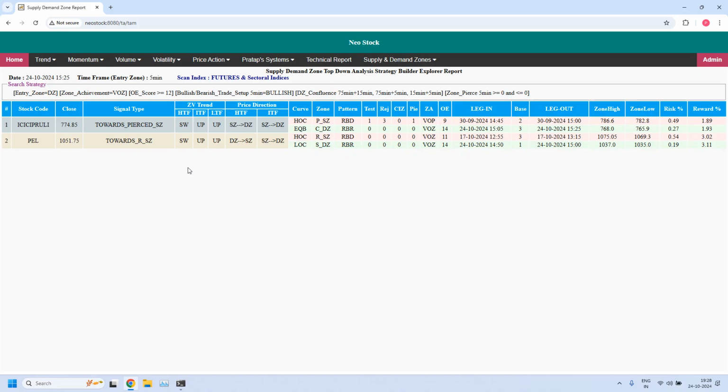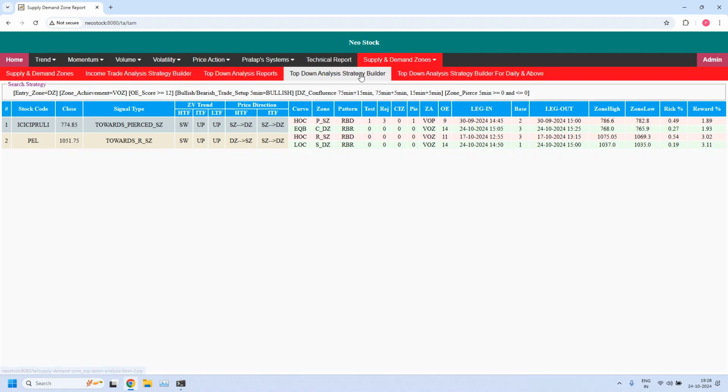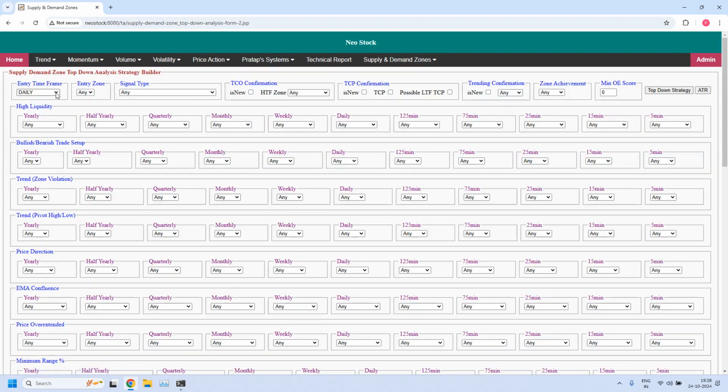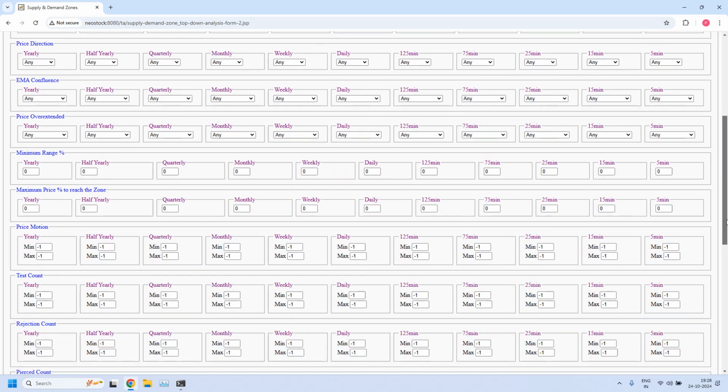Okay. So this is about bullish trade setup for hourly income trade. Next, let us look for bearish trade setup for hourly income trade. Entry time frame 5 minutes, entry zone, supply zone. In bullish or bearish trade setup at 5 minutes, I am selecting bearish. And the 5 minute supply zone should not be pierced.